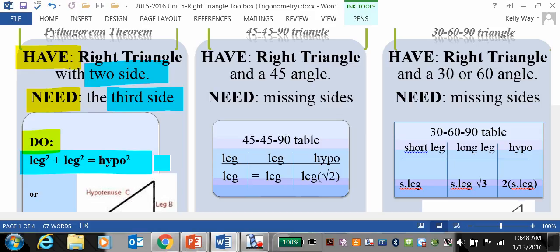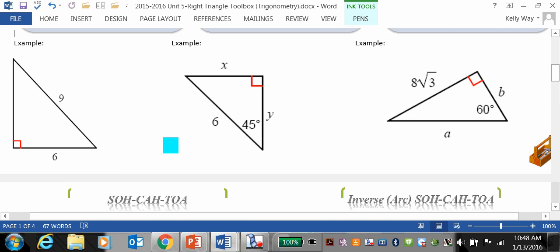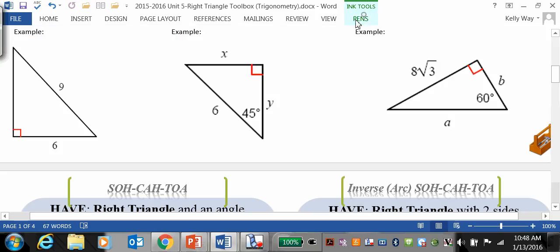Have two sides. Ready? We have here a 6, that's 9, there's your X. We are on your reference booklet, right triangle toolbox at the bottom. Do you see that triangle there? Do you see it? Got it?